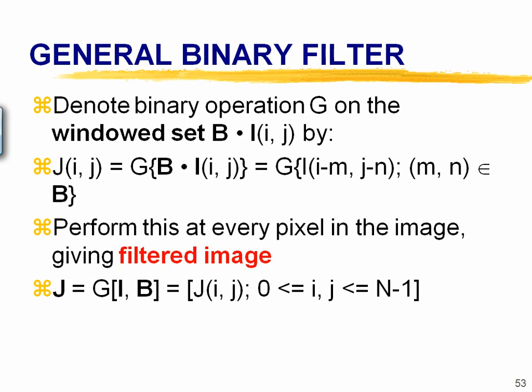All right. Now once I've created my windowed set, I can perform any operation on that. An operation, let's say that I define by a function g, over the windowed set, will give me a new image J. Now J in general would be a filtered image. It's an output because of performing operation g over the windowed set of the window and the image.